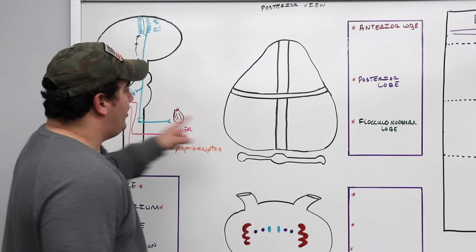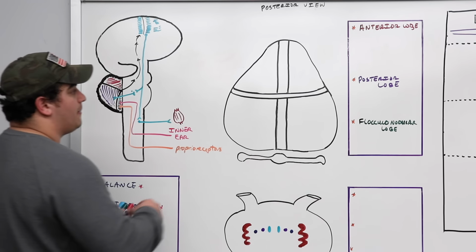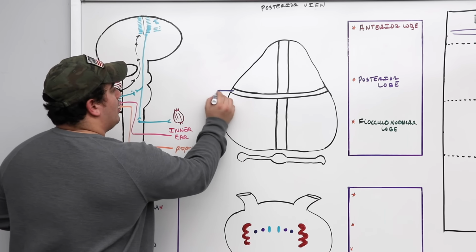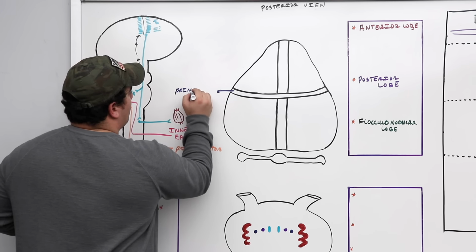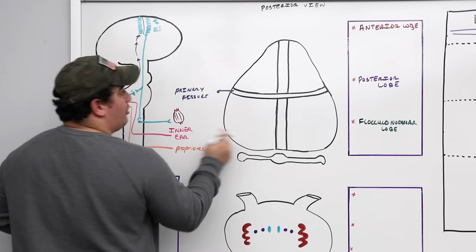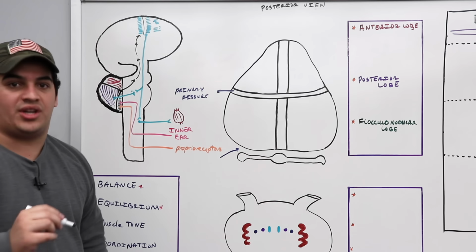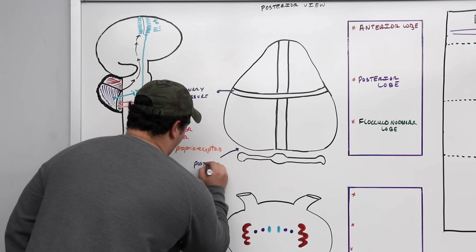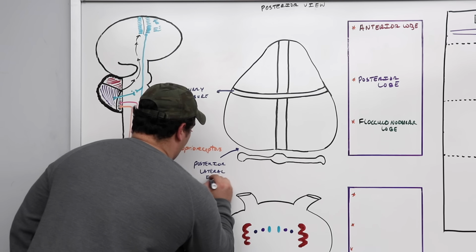Okay, so we have the coordinating lobes. And again, I told you I was going to mention those fissures, so I don't want to forget about those. This fissure here, which is separating that one right there, is particularly the primary fissure, separating the anterior lobe from the posterior lobe. And then remember, this one right here is going to be the posterior lateral fissure, separating the posterior lobe from the flocculonodular lobe.